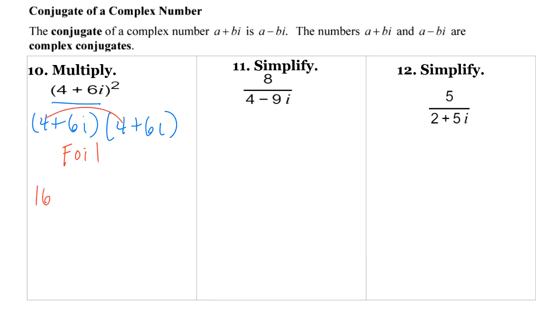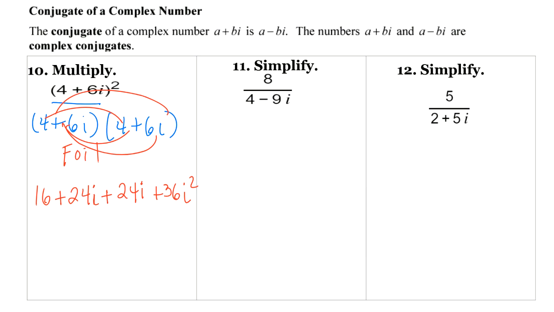And then 6i and positive 4i. And then my inner, I have another 24i. And the last one, the last two numbers yields 36i squared. So don't forget to multiply the i's. i times i is i squared.